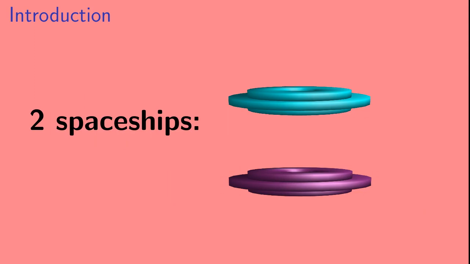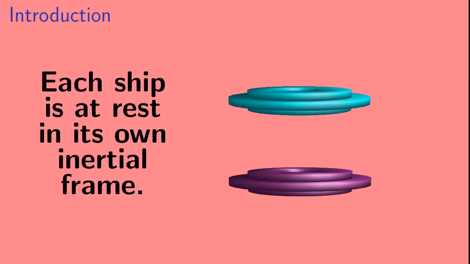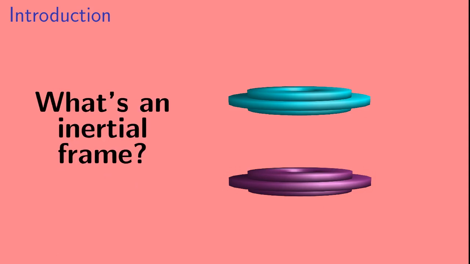So let's say we have two spaceships, ships A and B. Now each ship is in its own inertial frame. So what does this mean? Well, let's say that some object on either ship is not fastened down and is free to move, subject to no forces. If the ship is in an inertial frame, that object will not accelerate relative to the ship. It will remain at rest or at constant velocity.